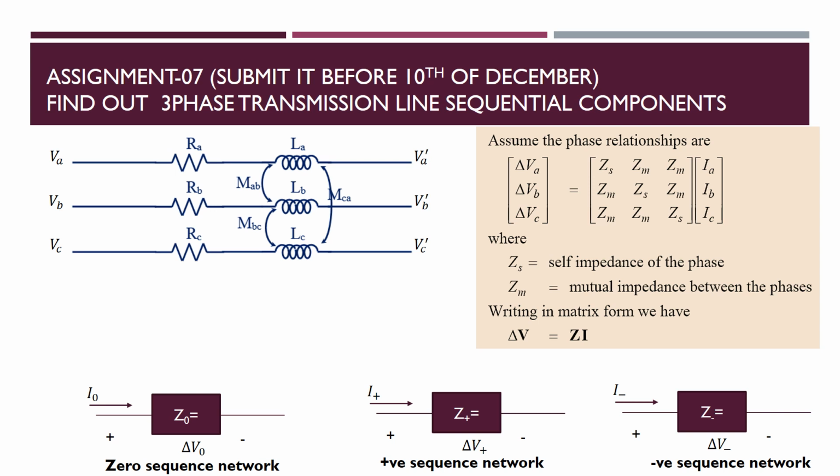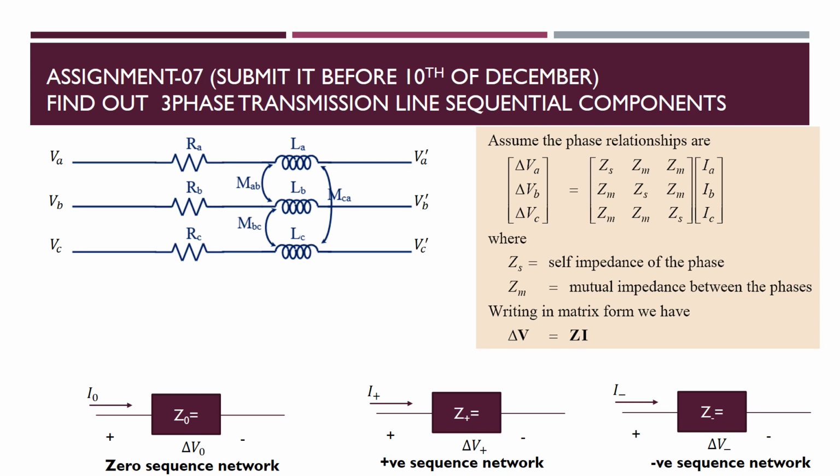Okay, this is another assignment. Assignment 7 has to be submitted by the 3rd of December or the 10th of December. Assignment 7 could be submitted on the 10th of December. So just try this part.